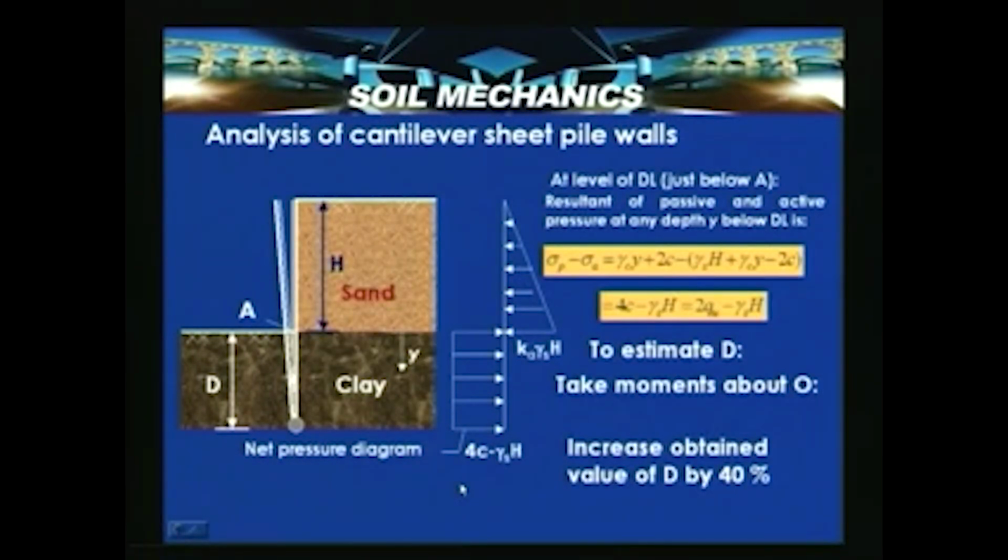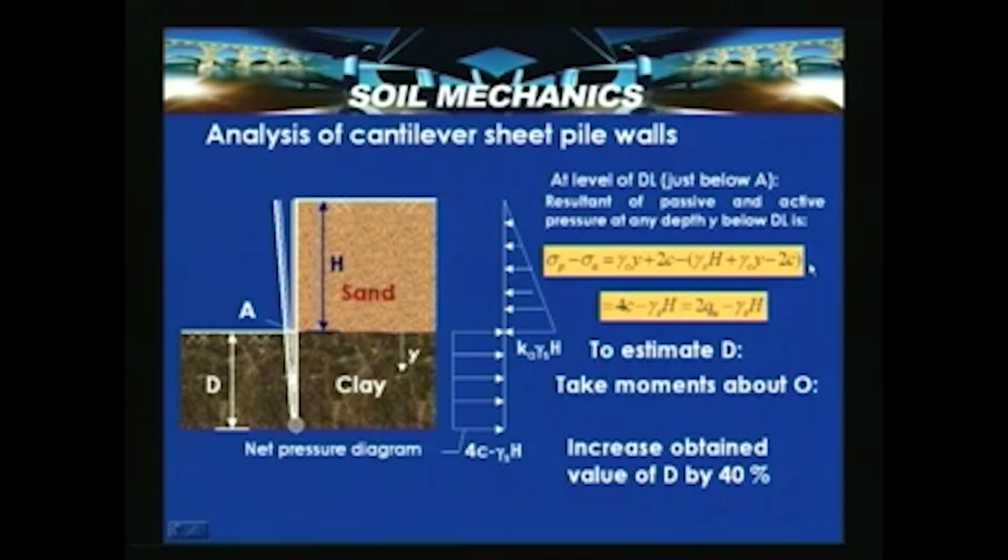Let us assume a case where you have a sandy soil at the top and a clay soil at the bottom, and the wall is rotating about its tip. At the dredge level, that is at this point just below point A, we have two types of soil, one is sand, one is clay. So the resultant of the passive and active pressure at any depth y below the dredge level is sigma p minus sigma a, that is gamma cy plus 2c, minus gamma sh, which is the overburden, into Ka, which is now applied below the wall.